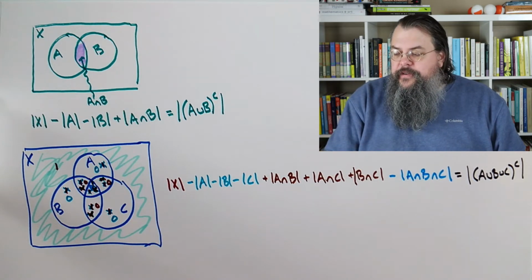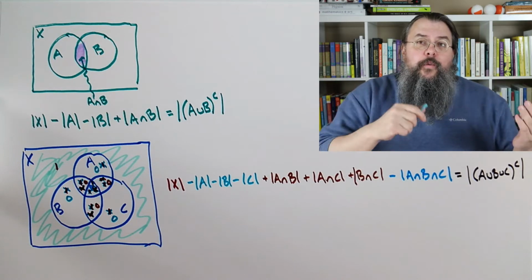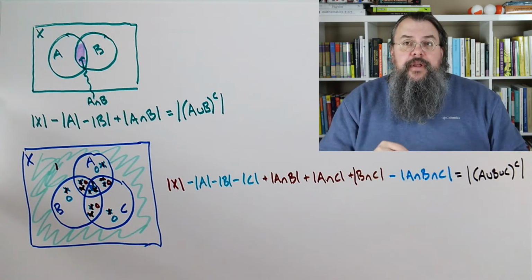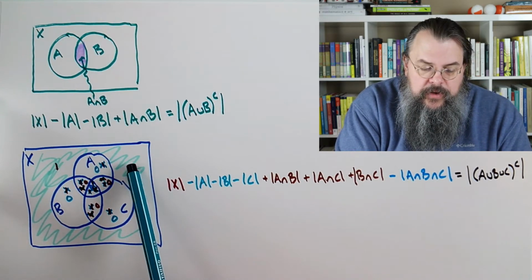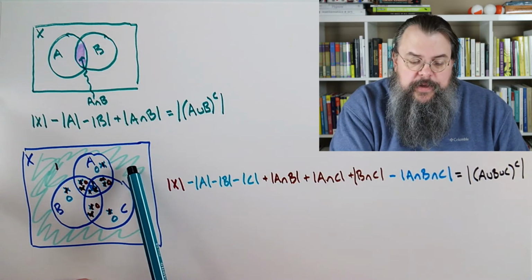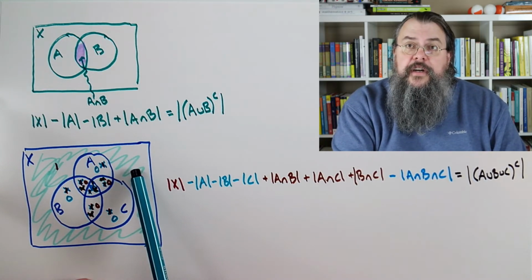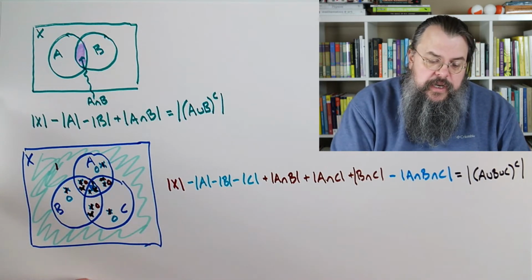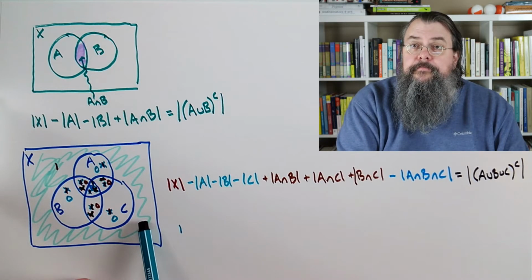And to help us spot that, I think it's useful to think about what's happening in a few different places. So suppose I take a point here. So in other words, I'm outside of A, B, and C completely. So right there. How many times do I get counted? In other words, what's the contribution? Well, the answer is once, right? That's it.